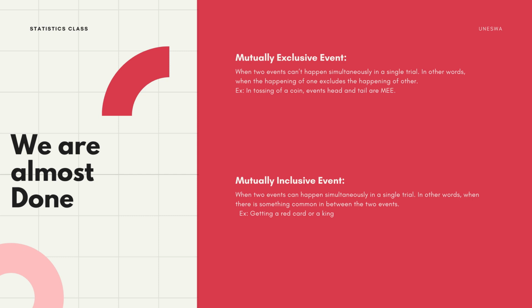So there is an event for red cards. There is also an event for kings. So if I can get something in my intersect section, that is speaking to mutually inclusive events. I believe that is pretty much simple.